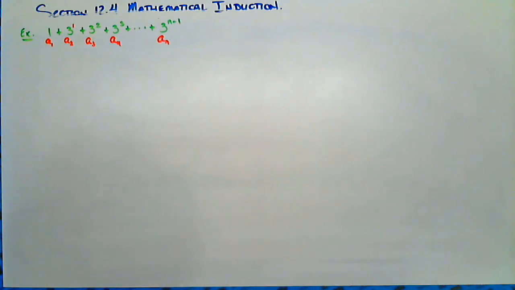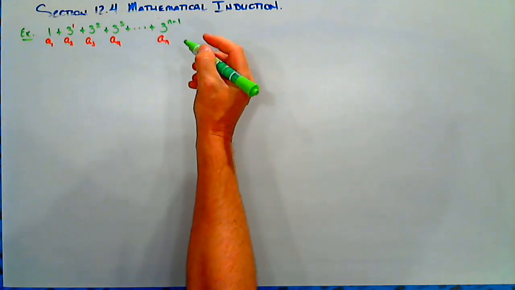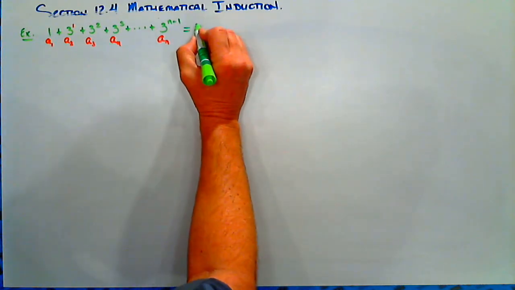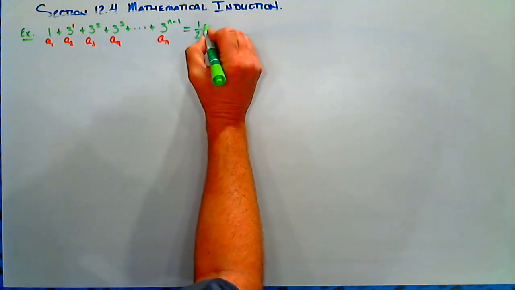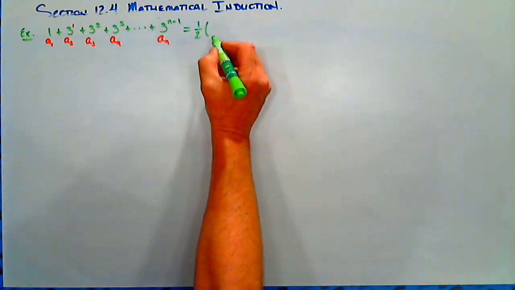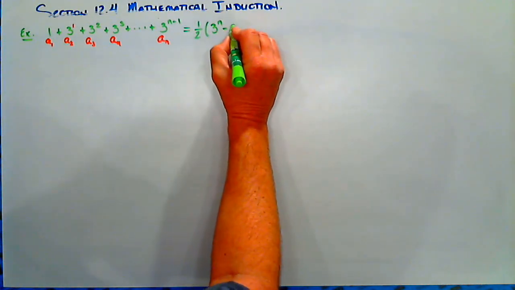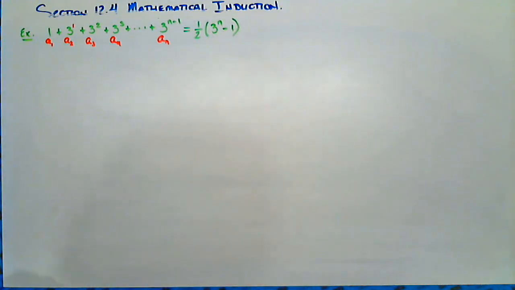That's our nth term. Now, the problem says if you were to add all of these up, you would end up with the same thing you could have gotten a lot quicker by taking 1/2 times 3 to the n minus 1. All right? And the instructions say, prove this by mathematical induction. Prove it by mathematical induction.